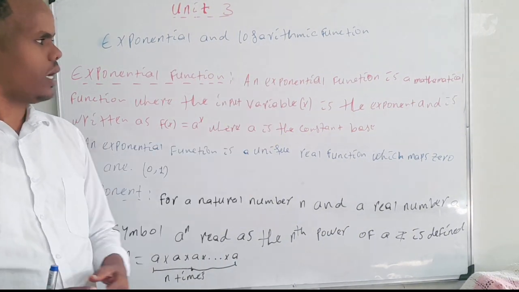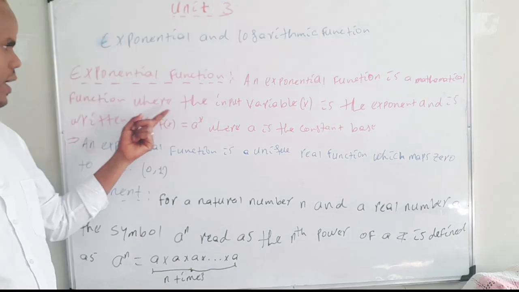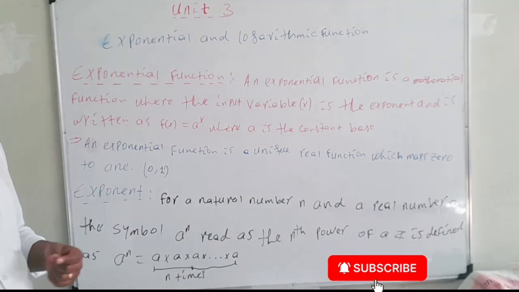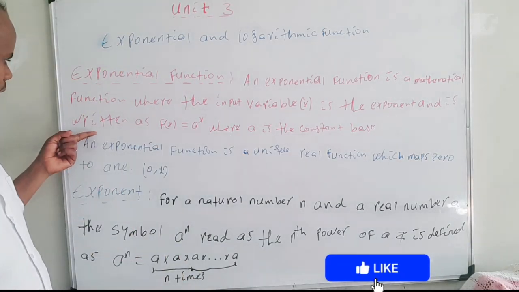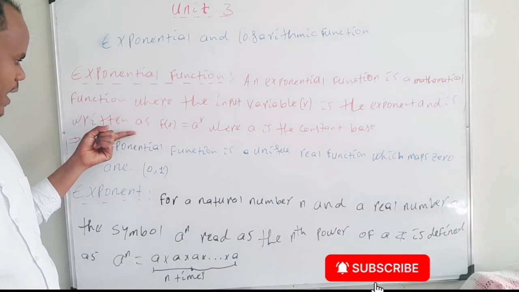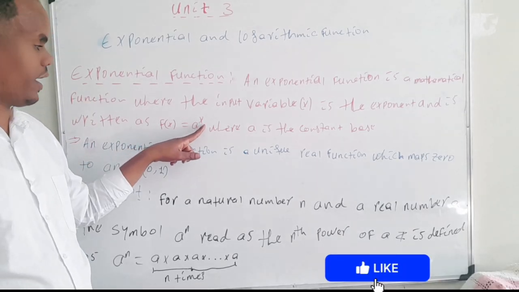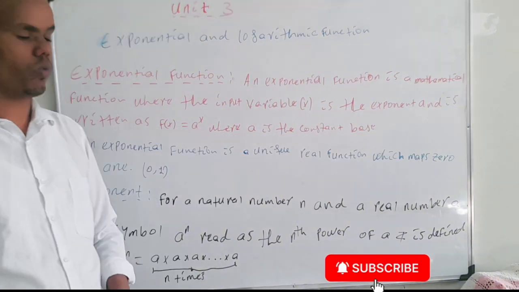An exponential function is a mathematical function where the input, the independent variable, is the exponent, and it is written or defined as f of x equals a to the power of x, where a is the constant base.